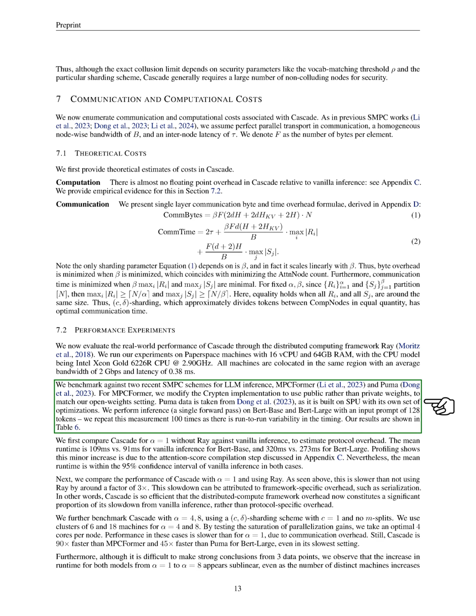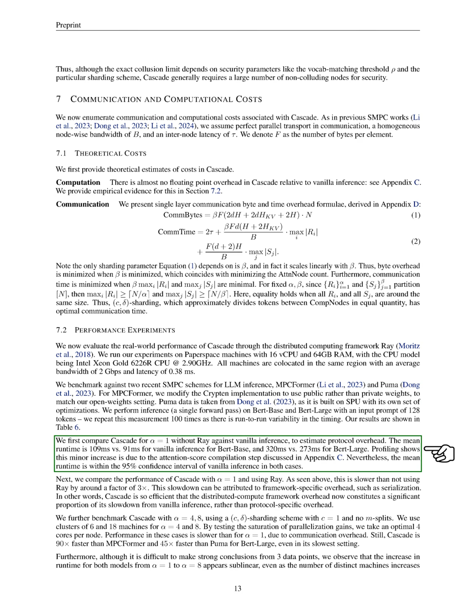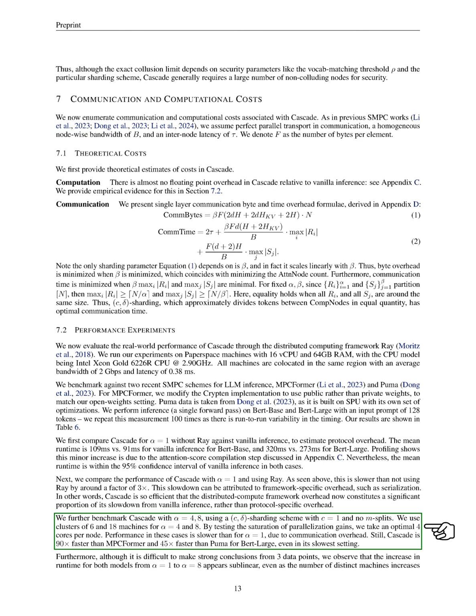We perform inference on two models, BERT base and BERT large, with a fixed input size, repeating the measurements to account for variability. Our results show that when comparing Cascade with a single node to standard inference, the runtime is slightly longer, but still within the confidence interval of standard inference. When using RAY, Cascade is about 3 times slower than without it, mainly due to overhead from the framework. We also test Cascade with different configurations and find that it remains significantly faster than both MPC Former and Puma, even in its slowest settings.